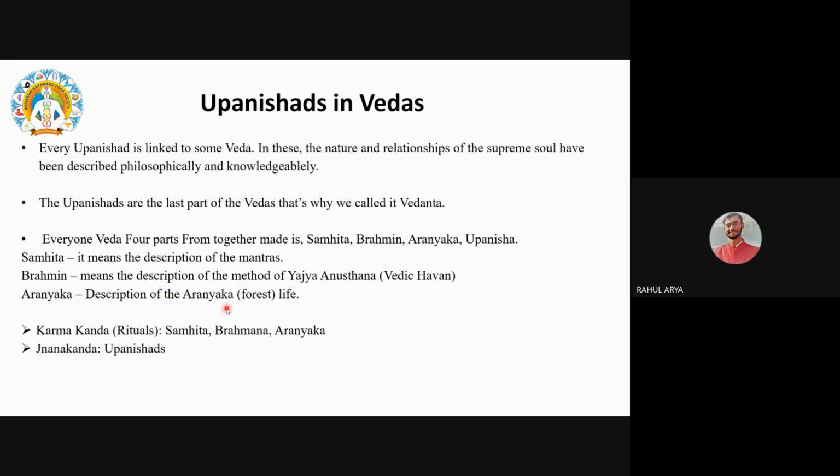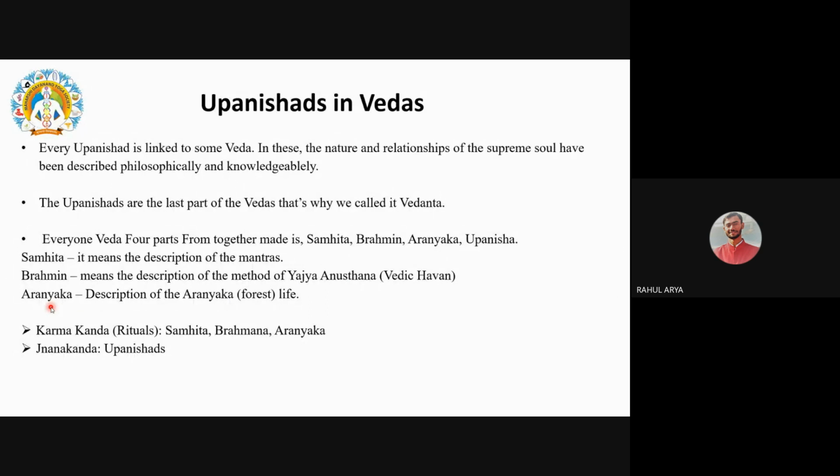And the text that describes the Aranyak, about forest life and how it should be, that is the Aranyak. What is Aranyak? Sir, the part of the Veda which describes forest life. Excellent, excellent. Okay.